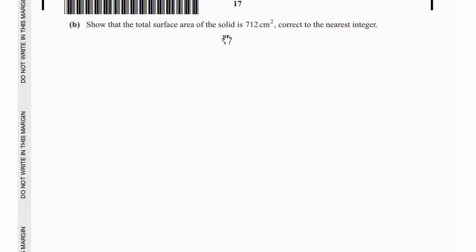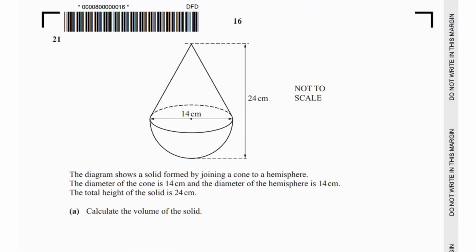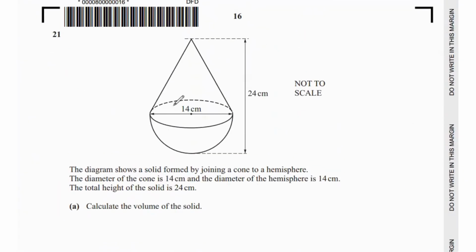Then show that the total surface area of the solid is 712 centimeters squared, correct to the nearest integer. For the total surface area, we need the curved surface area of the cone because the base area is attached to the hemisphere, so we don't need that. And for the hemisphere, we need the area of the hemisphere. So surface area is going to be the curved surface area, which is pi r L, plus 2 pi r squared. That's the formula that we're going to use.